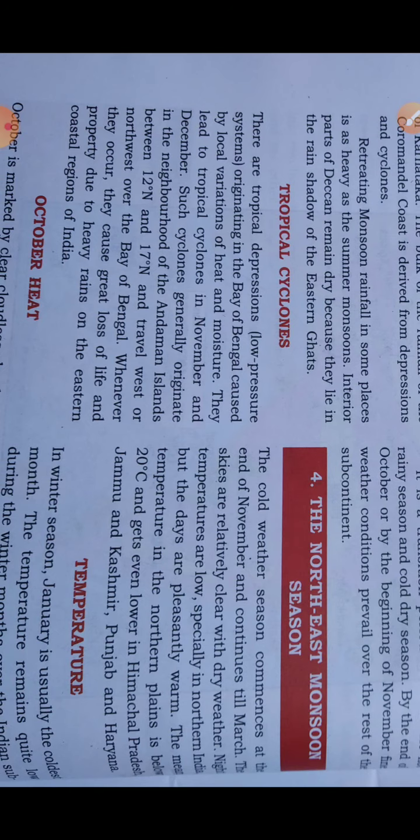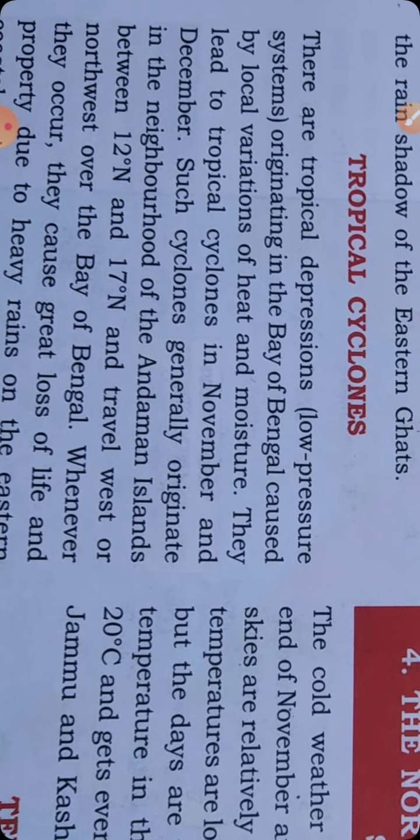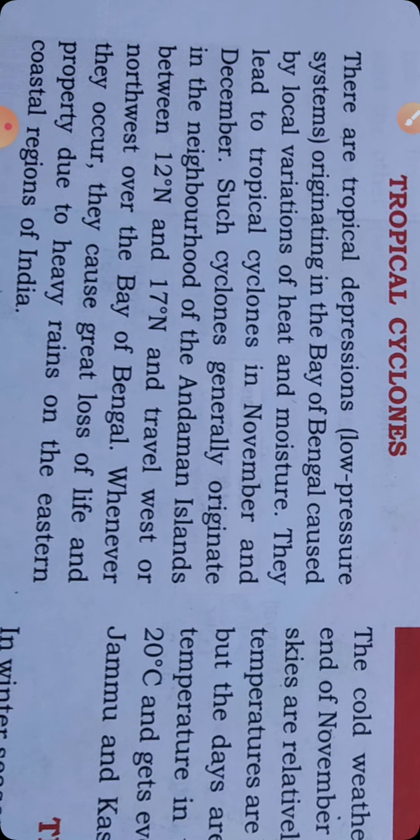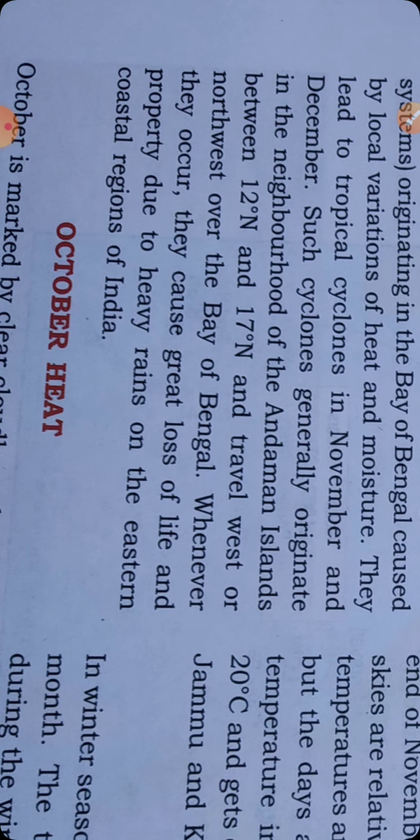Now, let us see tropical cyclones. What are these tropical cyclones? There are tropical depressions, that is, low pressure systems originating in the Bay of Bengal caused by local variation of heat and moisture. They lead to tropical cyclones in November and December. Such cyclones generally originate in the neighborhood of the Andaman Islands between 12° north and 17° north and travel west or northwest over the Bay of Bengal. Whenever they occur, they cause great loss of life and property due to heavy rains on the eastern coastal region of India.